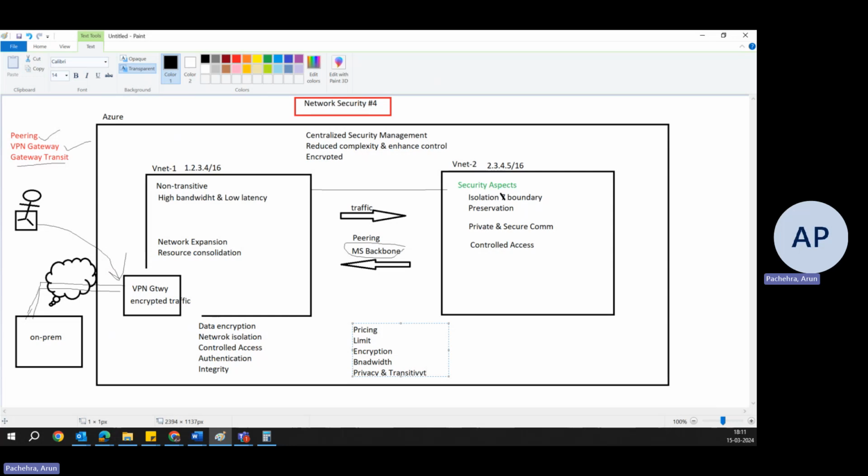All right. Another point is privacy and transitivity. Traffic through peering is always private, leveraging the MS backbone without touching the public internet. VPN gateway involves a public IP but can route traffic privately through the MS network if global networking is enabled. Peering is non-transitive without additional configuration, whereas VPN gateway can support transitive networking if BGP is enabled. Right. Another point is time. Peering takes very little time, and VPN gateway takes a lot of time.